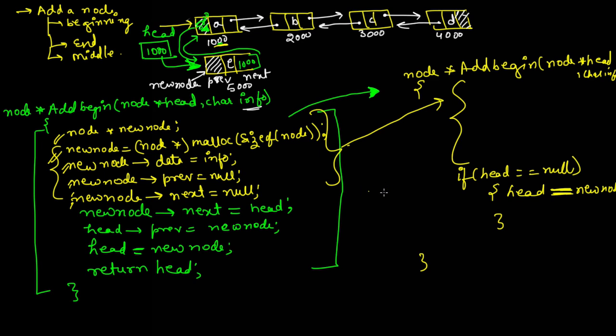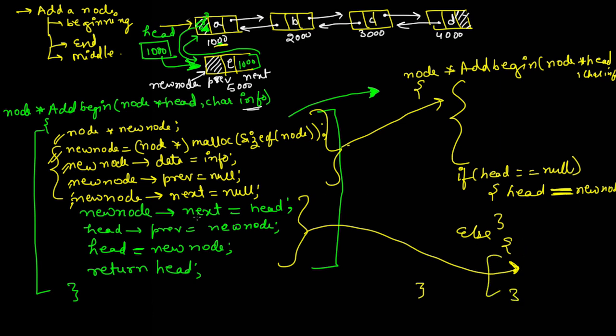Okay, and then else, if the initial node is not empty, then you have to use this complete data here, right? So else if the linked list is not empty, then you can add a node in the front of the linked list, right? This is how you can check whether the linked list is empty or not.